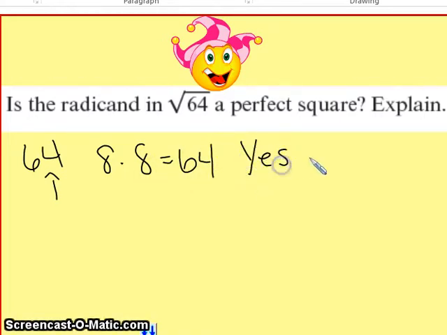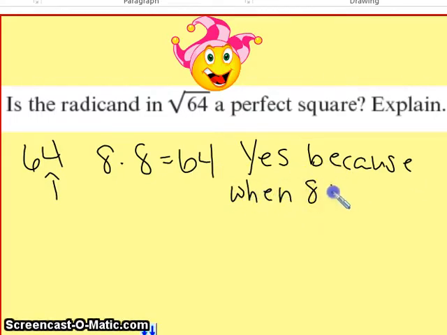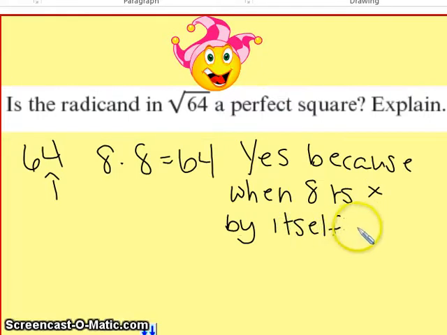So we're going to say yes, and we have to explain our answer. So we say yes, because when 8 is multiplied by itself, the answer is 64.